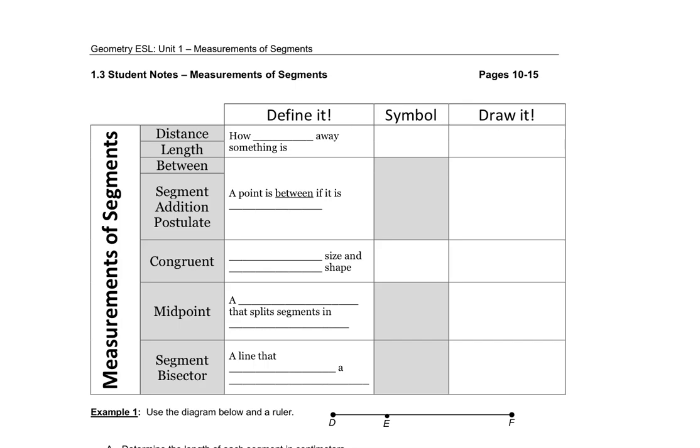Today we'll be doing 1.3 measurements of segments. We have some definitions first, and then we'll do some examples. Let's start with the definition for distance. In other words, length. So distance and length are the same thing in geometry.